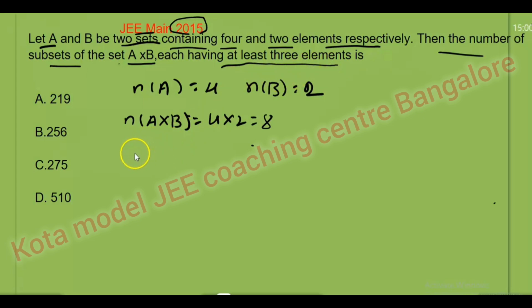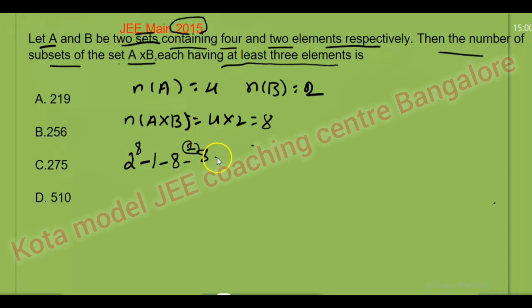Now the total number of subsets of A cross B is 2 to the power 8, minus 1 for the null set, because every set has the empty set as a subset. And also subtract the subsets which have only one element. Those subsets having a single element also have to be subtracted. Totally 8 single-element subsets are there. Then also subtract the 2-element subsets.